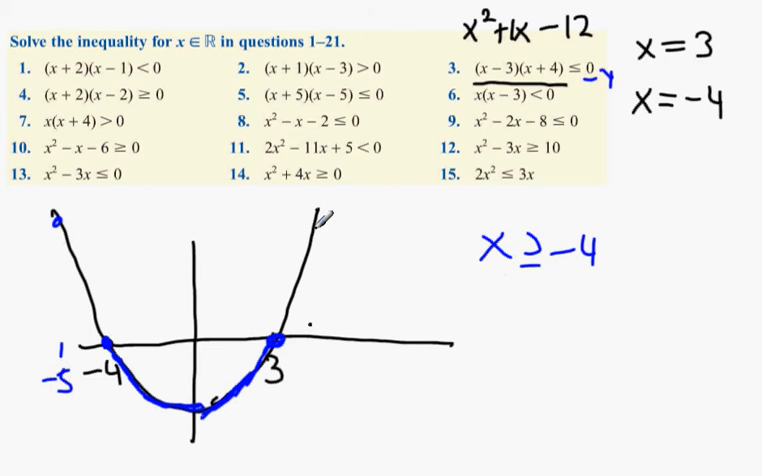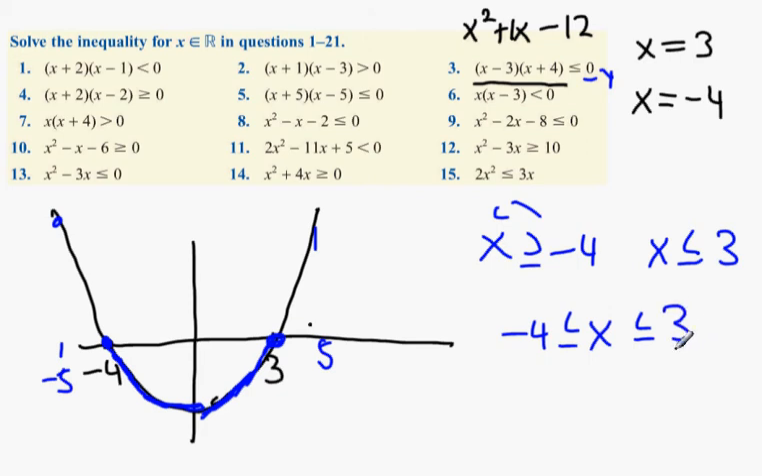Now what's the problem with the number 5 on the other side? It's no good either because it's bigger. So it has to be bigger than minus 4, but it has to stop at 3. Now there's another way of writing this. The other way of writing this is to twist this around, spin it, and what you're going to get is minus 4 less than or equal to x less than or equal to 3. That's the answer to this question.